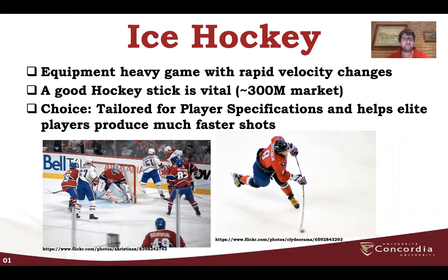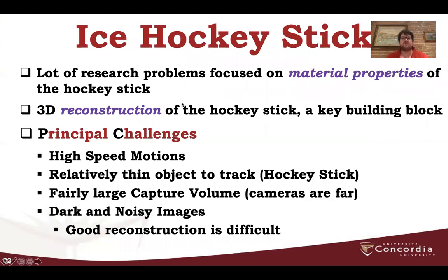Literature in the area suggests that sticks well tailored to a given player can help them with executing much faster and more accurate shots. So how can this be done to tailor the player specification to the stick? One way to do that is to perform a 3D reconstruction of the stick during a shot. This could help us extract invaluable information about the stick bend, the velocity, and so on and so forth. But there are a number of challenges to accomplish that.